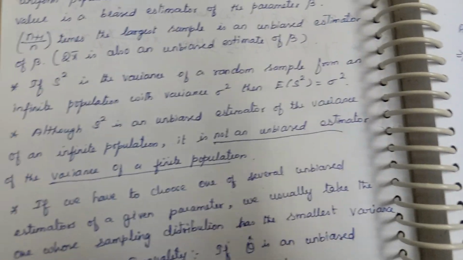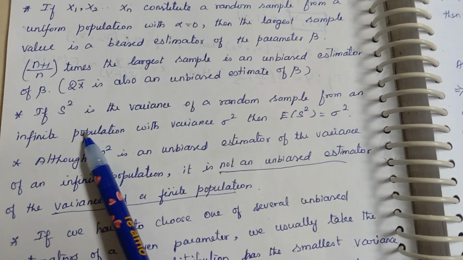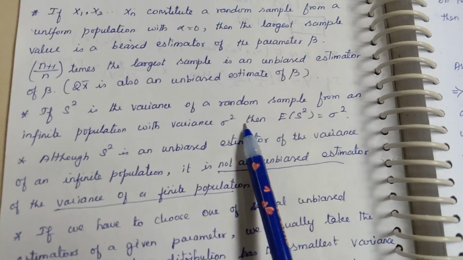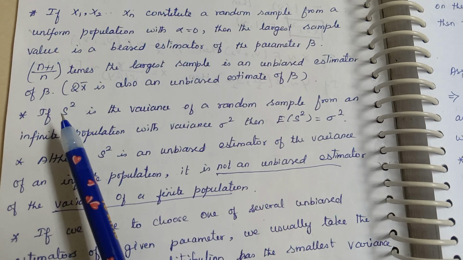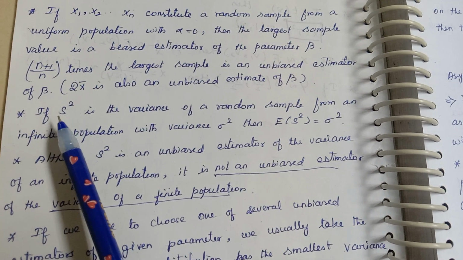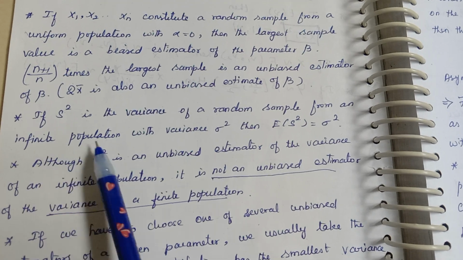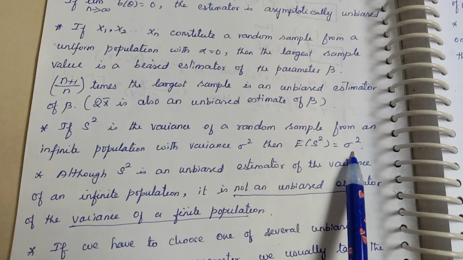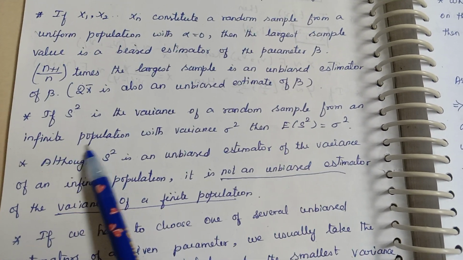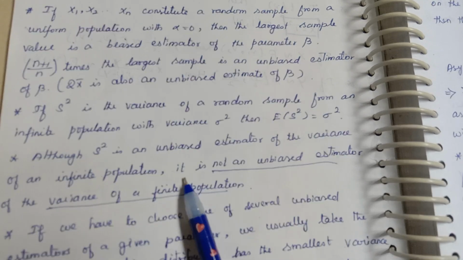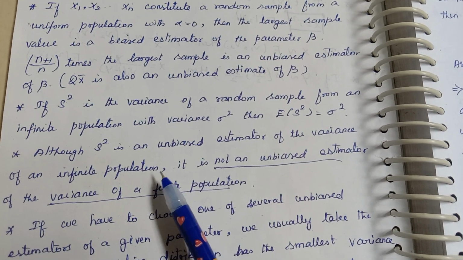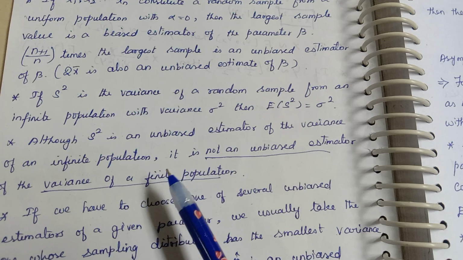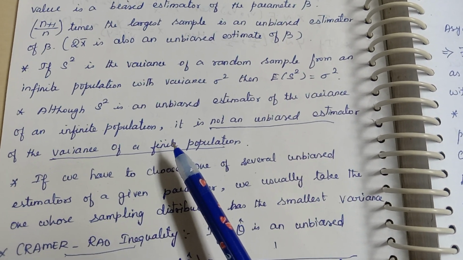Next one, S square is the variance of a random sample from an infinite population with variance sigma square. Then expectation of S square equals sigma square. This is another important result. That is, sample variance is an unbiased estimator of the population variance in case of an infinite population, but not for a finite population. So regarding variance, if the population is infinite, sample variance is unbiased for population variance. If it is from a finite population, it is not an unbiased estimator.